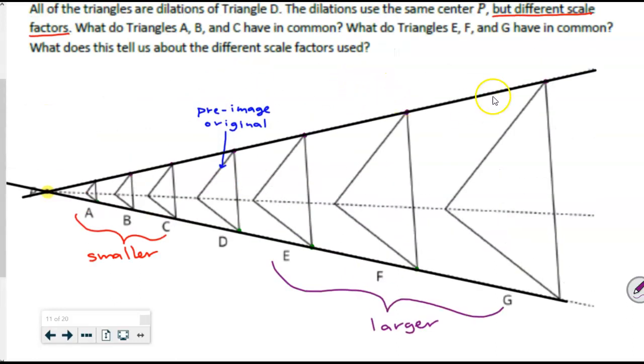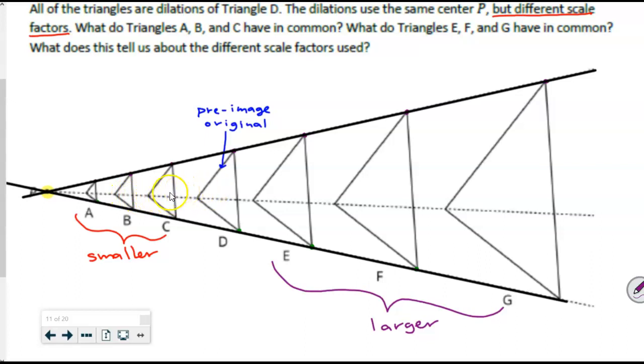Okay, so with that in mind, let's continue the discussion. What does that tell us about the different scale factors that are used? Who paid attention yesterday is what I'm really asking. What does that tell us about the different scale factors used? Miley, back to you. Give up? Okay, keep going. Okay, yeah, so A is a different size than B is a different size than C, so all of those would have different scale factors.